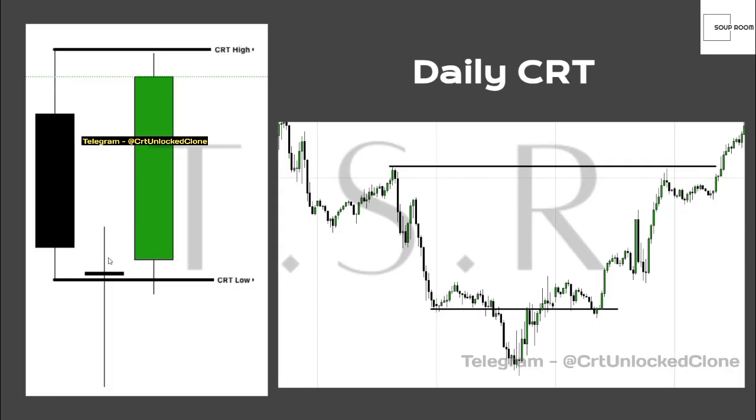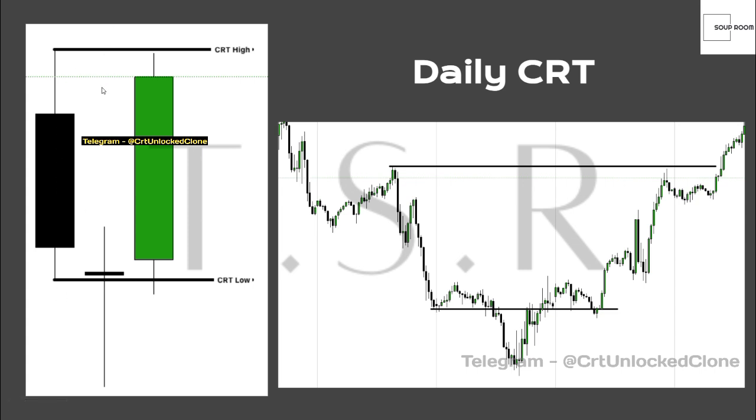Here, for example, we have a daily CRT on the left. This is the daily time frame, candle number 1, candle number 2, and candle number 3. Candle number 1 forms the range high and low, high and low. Candle number 2 turtle soups the range low with a close back into the range, and candle number 3 expands to the opposing end of the range, meaning to the high of candle number 1.